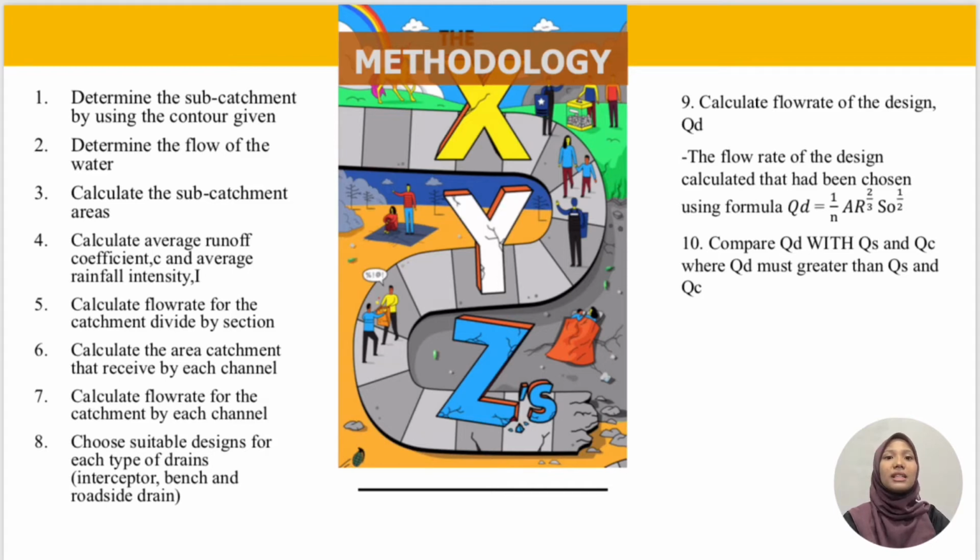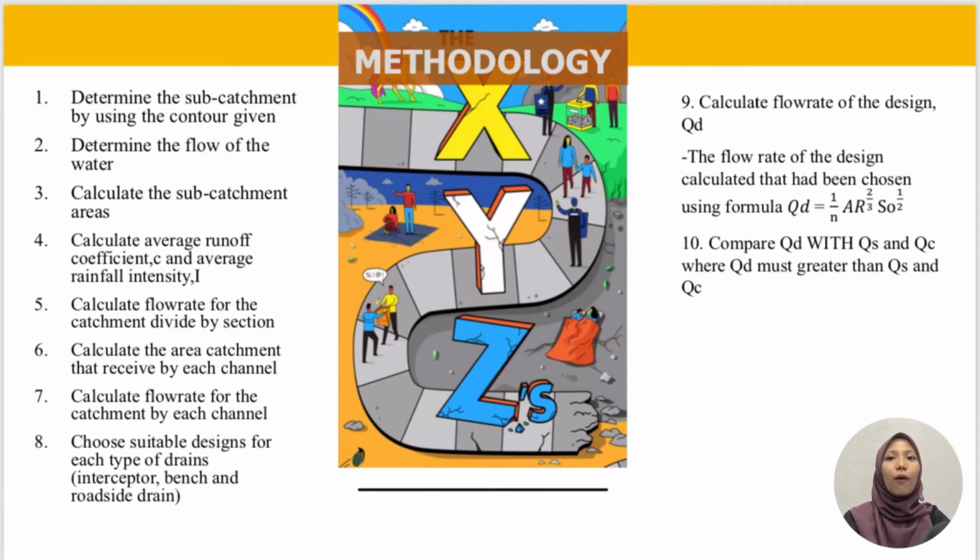Lastly, choose a suitable design for each type of drain, which are interceptor drain, bench drain, or roadside drain. The flow rate of the chosen design is calculated using the formula QD equal to 1 over N A R power of 2 over 3 S naught power of 1 over 2.